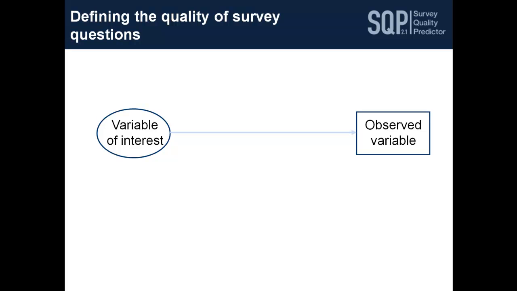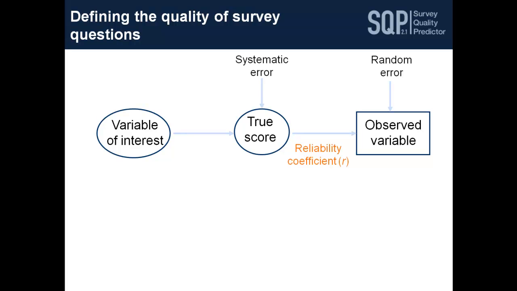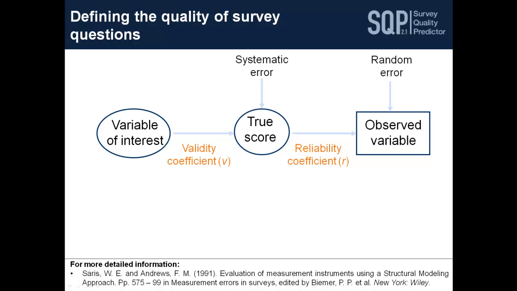If there is measurement error, the relationship between the two is no longer perfect. Measurement errors can be random or systematic. The presence of random errors means we need to distinguish between the true score and the observed variable. The true score is the observed response corrected for random errors, the true response to the survey question. The standardized effect between the two is called the reliability coefficient. Systematic error affects the relationship between the variable of interest and the true score. The standardized effect between the two is called the validity coefficient. The resulting model is the true score model as developed by Saris and Andrews.